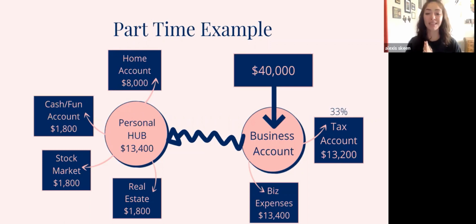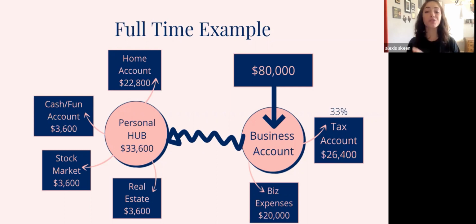Working a part-time schedule, closing $40,000 a year in revenue, it could potentially look like this: 33% into your tax account, and maybe you just divide your personal and business expenses in half. You leave half in business and then you transfer half into your personal hub. Maybe that doesn't work for you at half right now. Maybe we have to reconfigure some numbers, but only you can know that. And you have to start with where you've been. Meticulously track this.